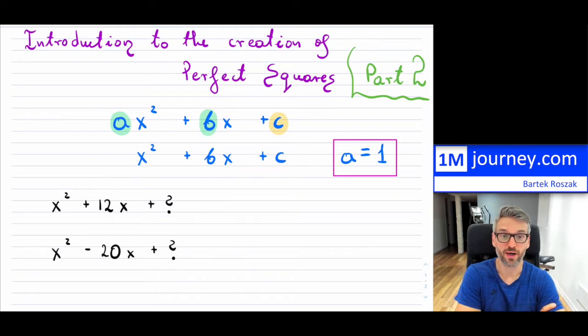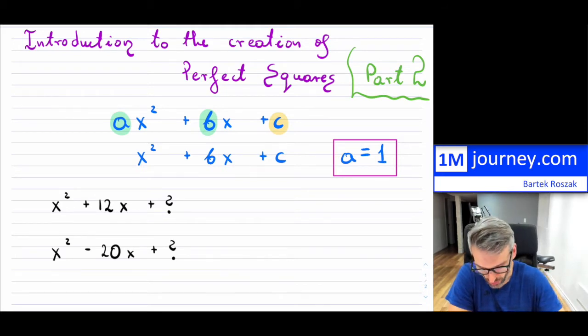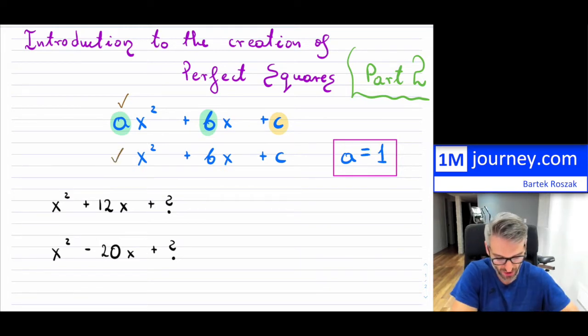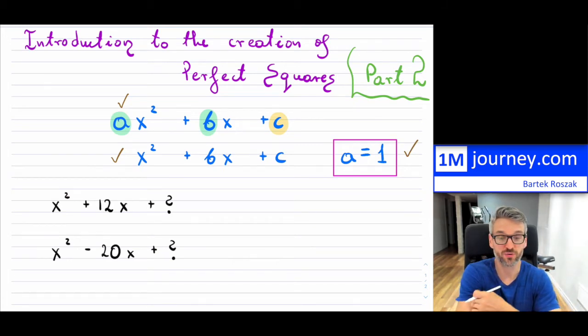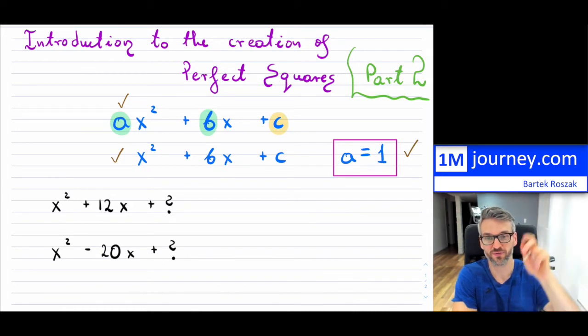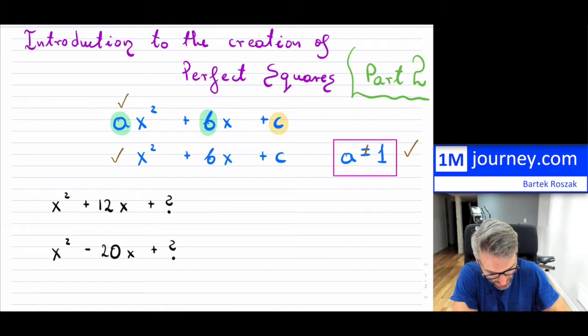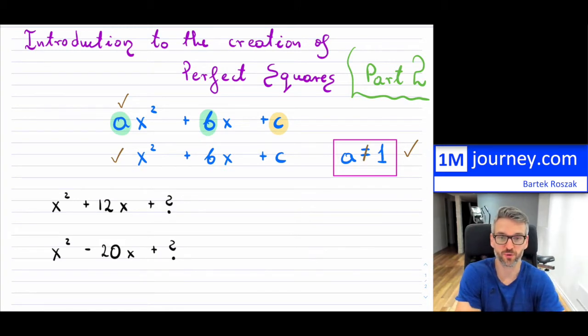Now in part 1, I have assumed that A was equal to 1, and in that case, we would have this particular expression where A was equal to 1. If you want to watch, and I do encourage you to watch that video first, I'm going to put up a link up above. In this video, I'm going to make the assumption that A is not equal to 1. That's what I'm going to do.